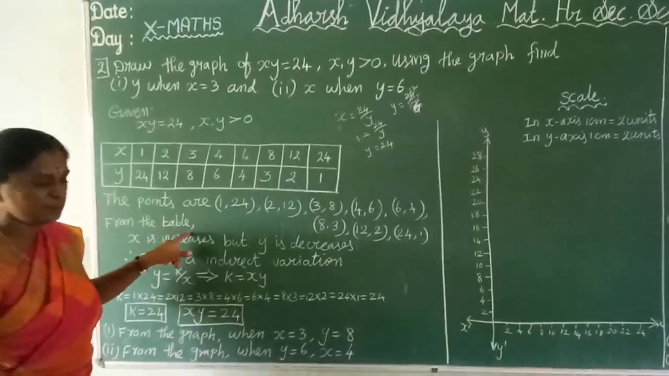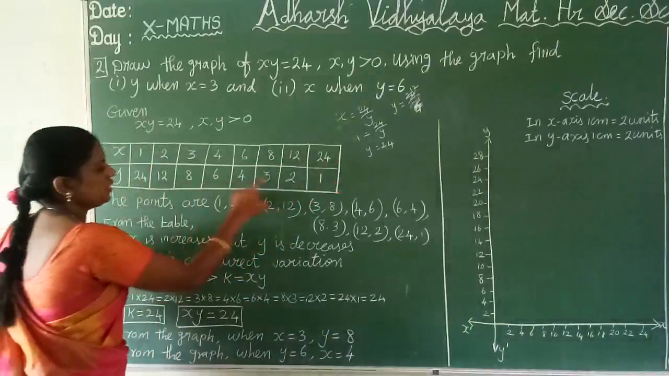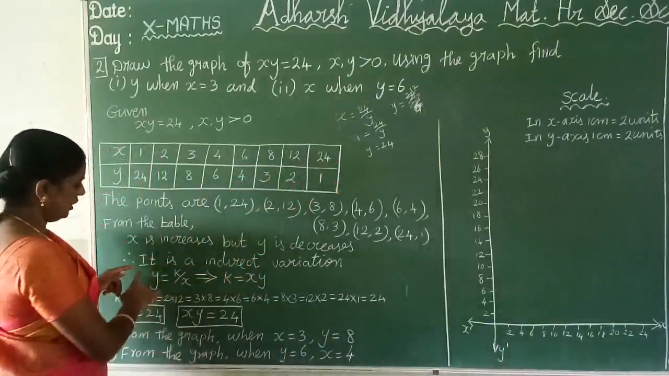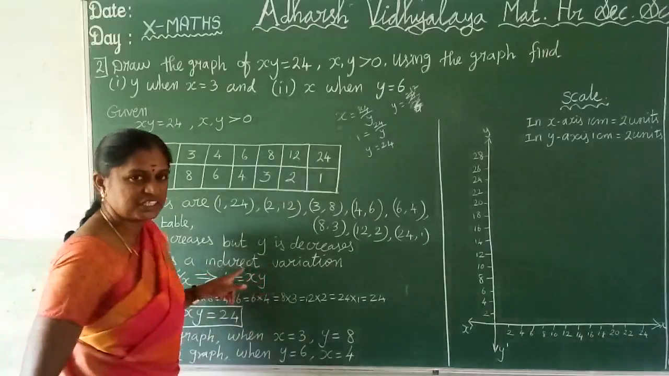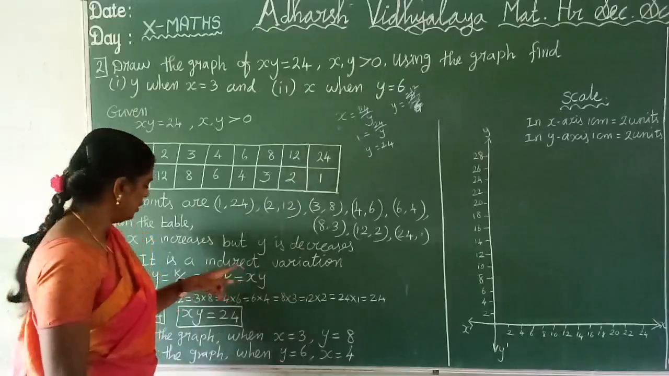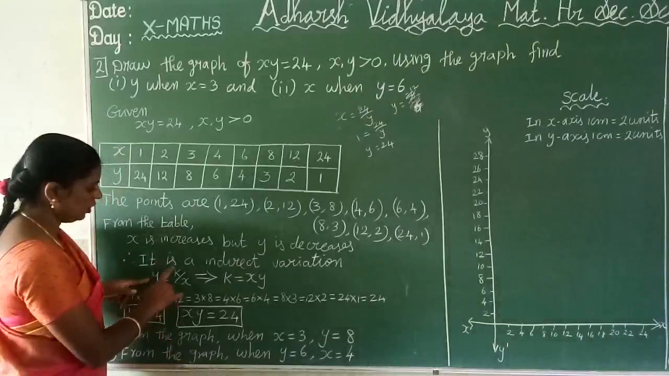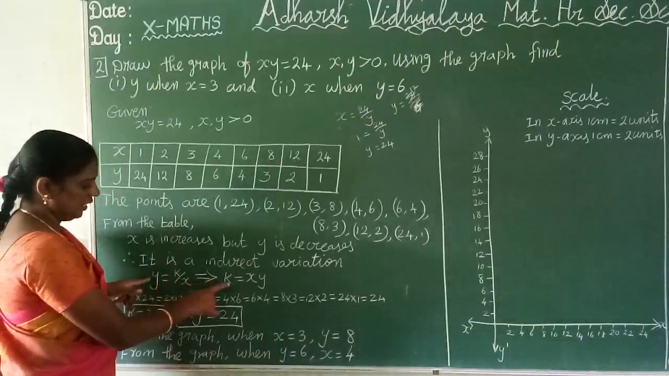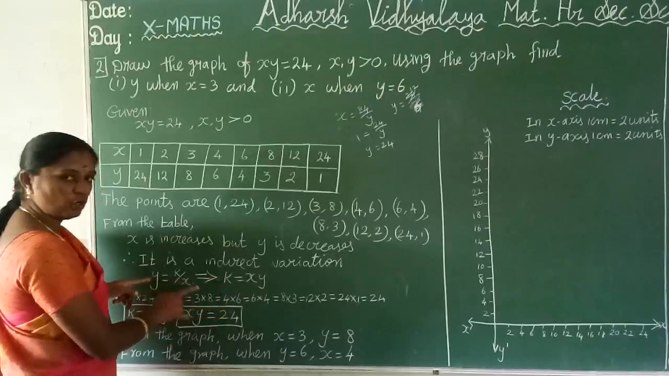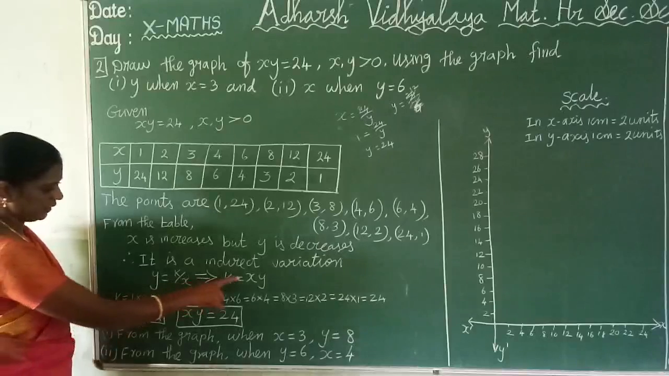From the table, the x value is increasing but y is decreasing. So it is an indirect variation. Indirect variation, otherwise inverse variation. Both are the same. So it is an indirect variation. Indirect variation means y equal to k by x, which implies k is x into y. So we get the k answer. k is equal to x into y.